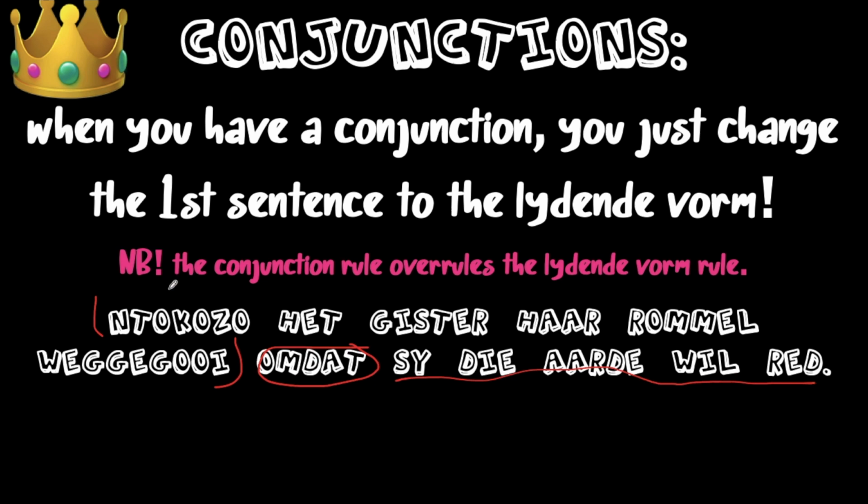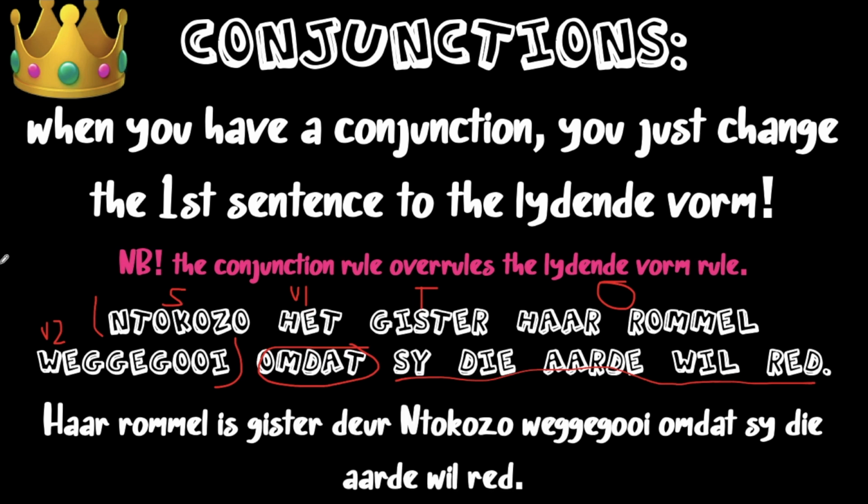Okay, because it follows the conjunction rule. So we're just going to change the first part. So let's just do this. Ntokozo is our subject. Het is our verb 1. Gister is time. Haar rommel is our object. And weggegooi is our verb 2. So, haar rommel is gister deur Ntokozo weggegooi omdat sy die aarde wil red. Okay, so with conjunctions, you just change the first sentence to the Lydende Vorm.